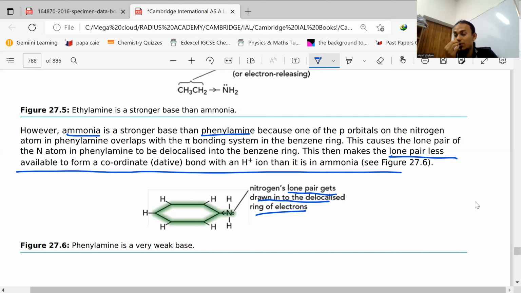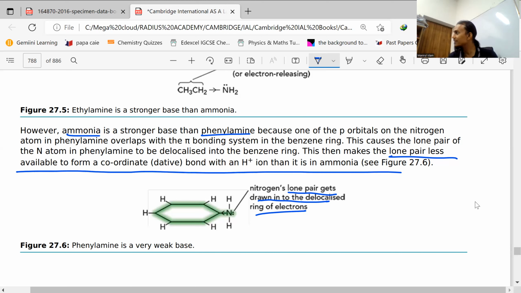Do you understand? So the easier it is to accept the hydrogen ion, the more basic it will be. So ethylamine is the most basic one, then ammonia, then the last one is phenylamine. Okay, fine. So this is the relationship in between alkylamine, ammonia and phenylamine. Next we will go to primary, secondary, tertiary amine, that we can compare as well. Tertiary amines are most basic, right? Because we have more positive inductive effect from 3 alkyl groups.